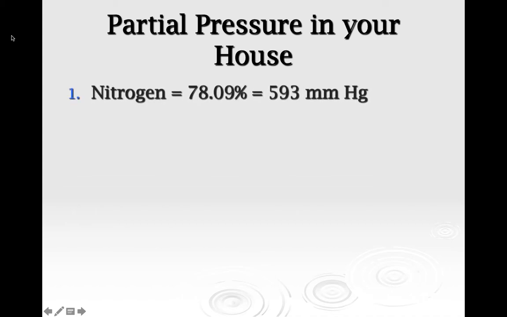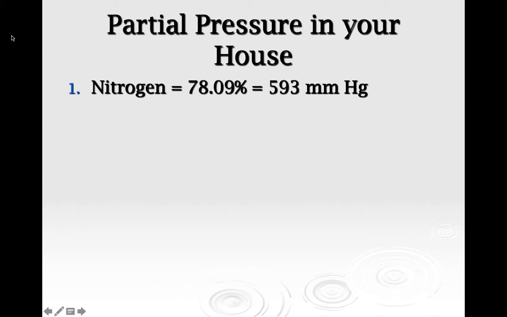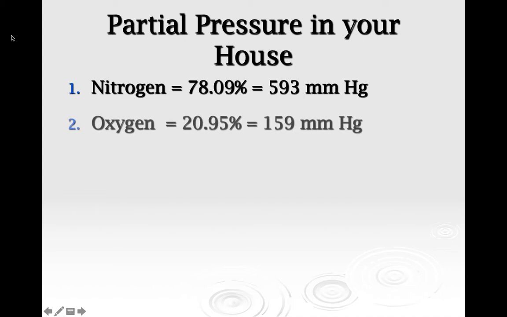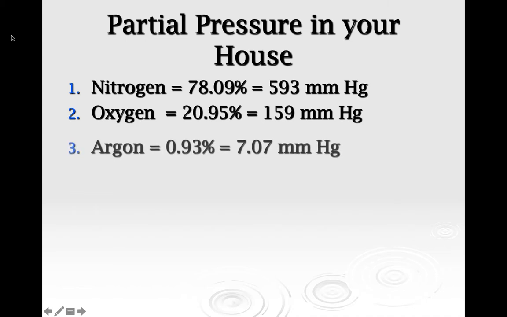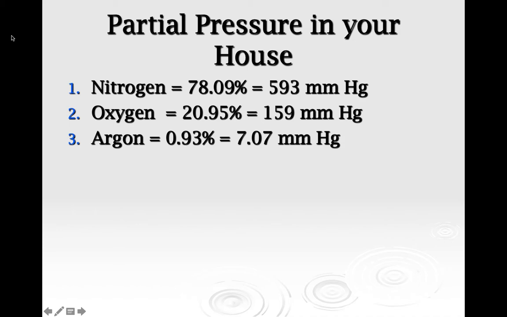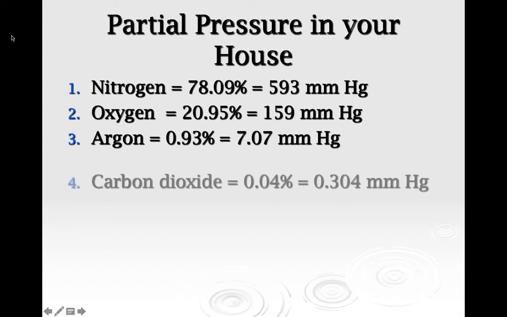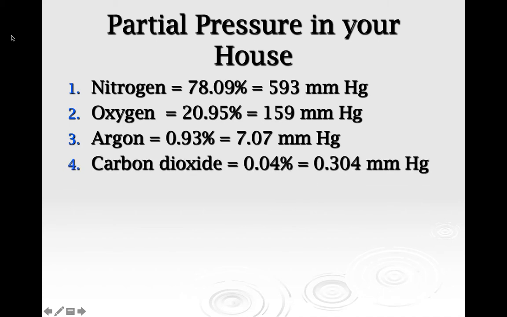So we know that nitrogen makes up 78.09% of Earth's atmosphere. So the pressure of nitrogen in your room or in your house is 593 millimeters of mercury. Oxygen is second place. It makes up 20.95% of Earth's atmosphere, so there are 159 millimeters of mercury of oxygen in your home right now. Argon's in third place, a very small percentage of argon in your room, 7.07 millimeters of mercury. Carbon dioxide, even smaller, 0.304 millimeters of mercury.